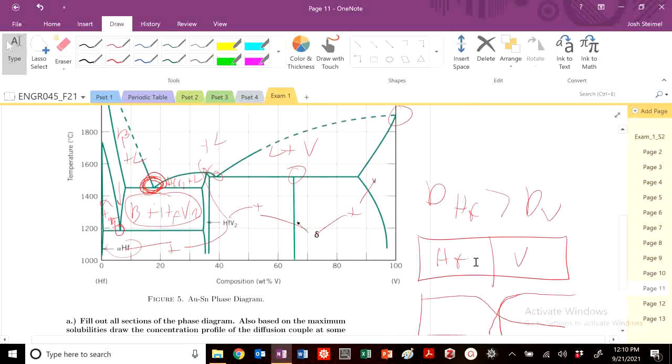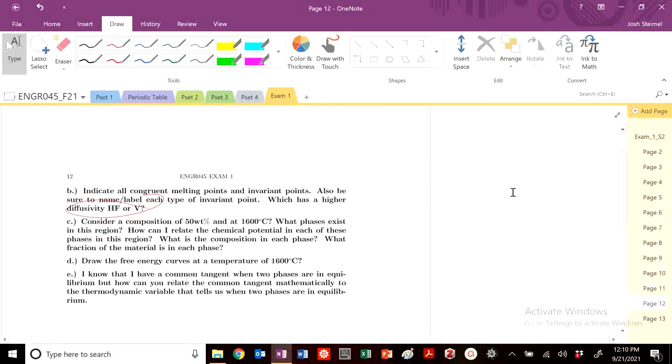So I'm at 50%, and I'm at 1600. So I'm right here. So I'm in a two-phase region. So I know my chemical potential of my liquid is equal to my chemical potential of the vanadium. So I've got that right off the bat. How can I relate the chemical potentials? We know that we've answered this question. What phases exist? Again, liquid plus vanadium. And then, what's the composition of each phase? And then what is the fraction of the material?